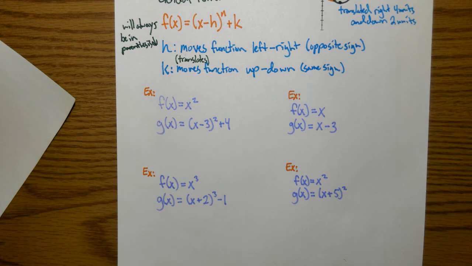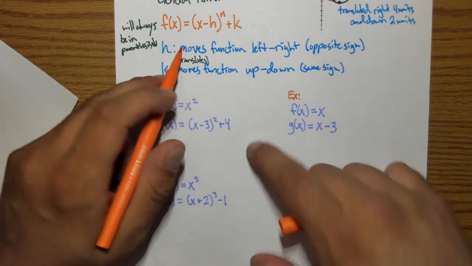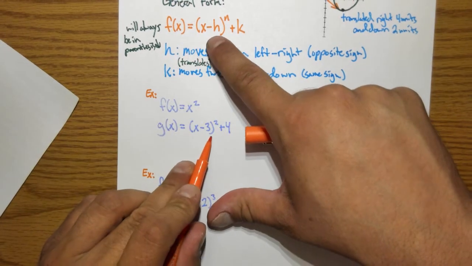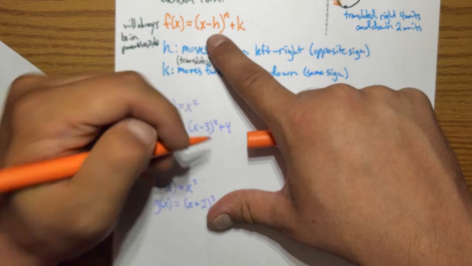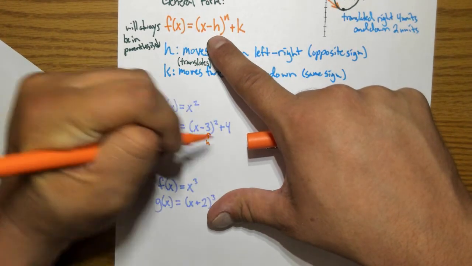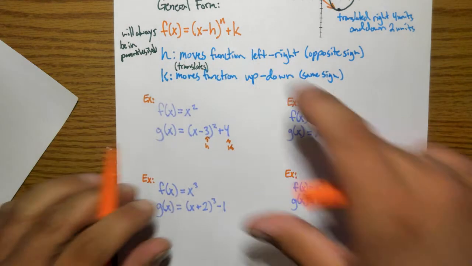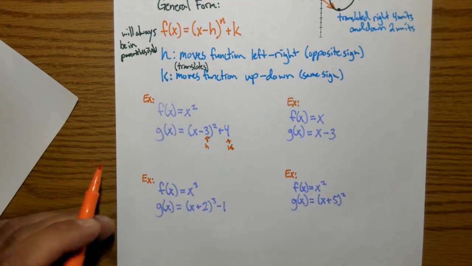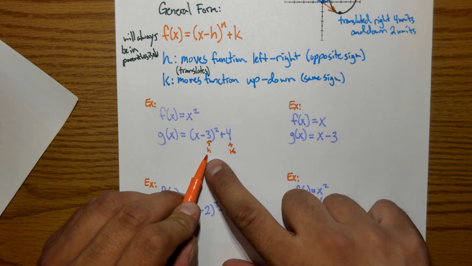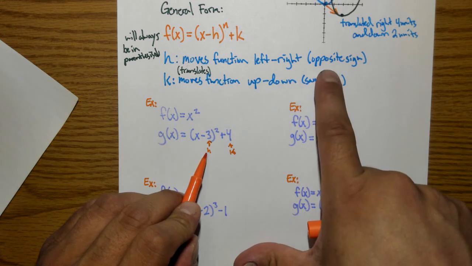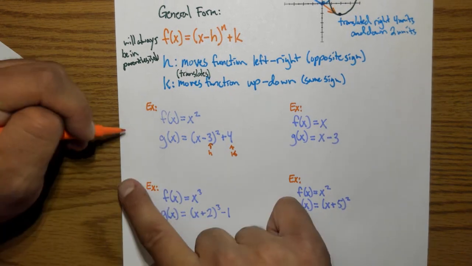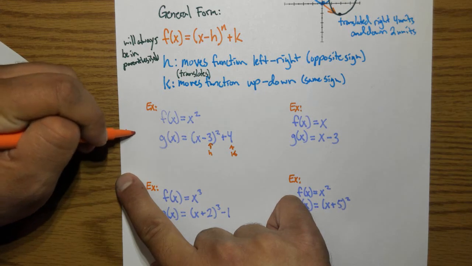Well, let's identify what our k and our h are here. I know that my h will always be in the parentheses. And this looks exactly like it, right? So this is my h, and then 4 is my k. So h, I said, moves left and right, but it's the opposite sign. So our h, I'll write it off to the side, our h is -3.